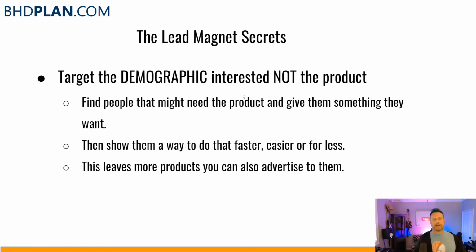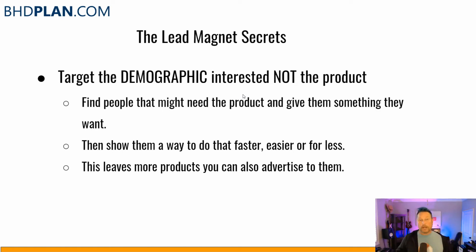And this leaves more products you can also advertise to them, because when you advertise to the demographic, like I was saying, if you say it's the weight loss pill, well, they might be interested in wellness altogether. So now you've got this list of people interested in wellness. They might want yoga programs, and there's an affiliate offer with yoga, or sell a yoga mat with Amazon. There's a million different things you can do.